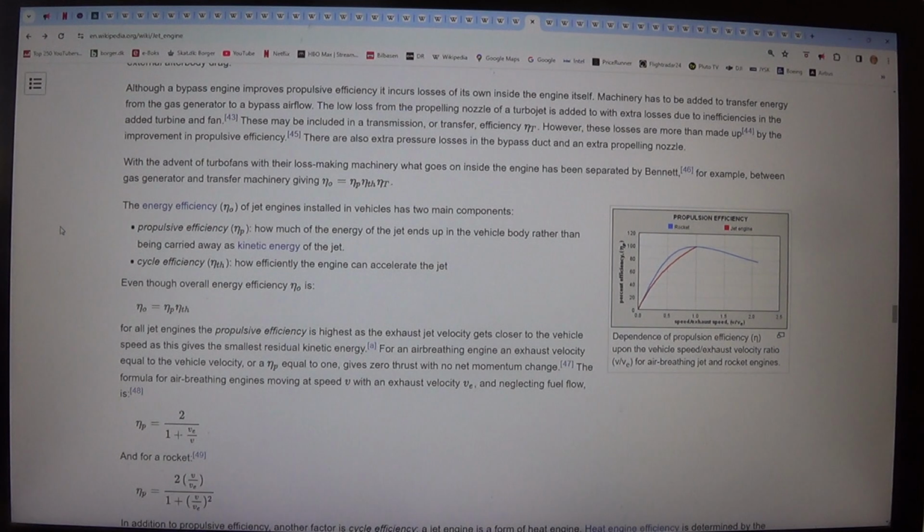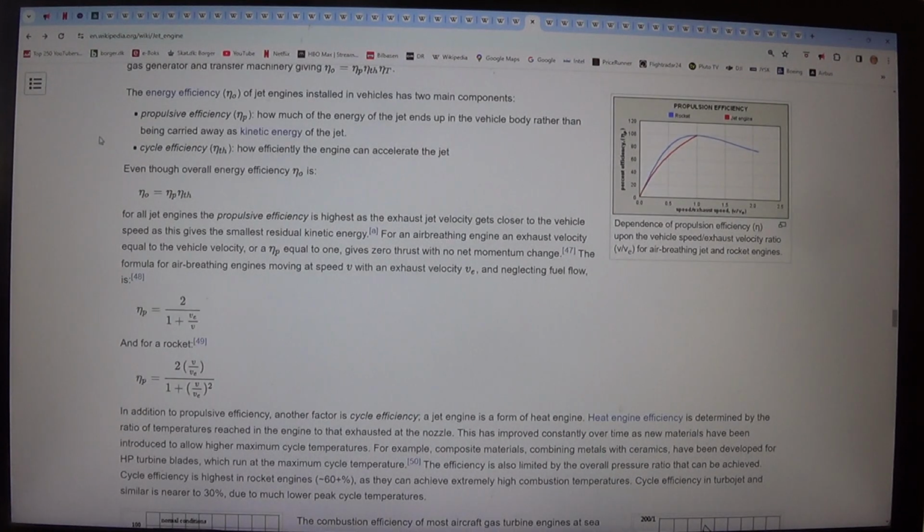The energy efficiency eta sub O of jet engines installed in vehicles has two main components. 1. Propulsive efficiency eta sub p: how much of the energy of the jet ends up in the vehicle body rather than being carried away as kinetic energy of the jet. 2. Cycle efficiency eta sub th: how efficiently the engine can accelerate the jet. Overall energy efficiency eta sub O is eta sub O equals eta sub p eta sub th.